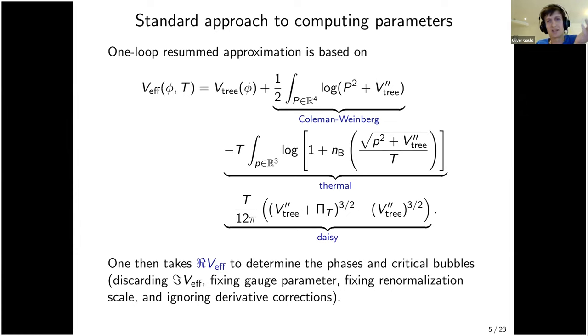It's worth noting here that normally one expects there to be a tree-level term and then small one-loop corrections, but of course at high temperatures, this thermal correction is large. And this thermal correction here is just as big as the tree-level part. And this Daisy term can also be large. It's also worth mentioning that this potential has imaginary parts, and one typically takes the real part to determine the phases and critical bubbles. Disregarding the imaginary part, fixing a gauge parameter, fixing the renormalization scale, and ignoring derivative corrections for the bubble. This is the standard approach.